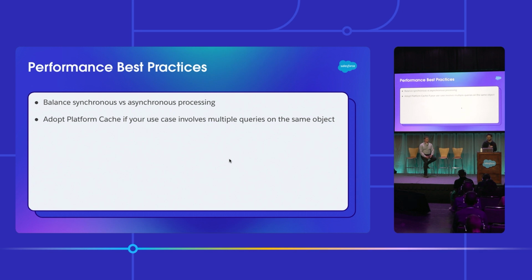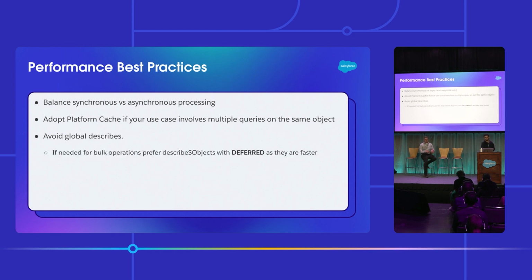If your data is static over your session, you can use platform cache to hold it. And avoid global describes. You really don't need them. That's a particularly expensive one. You don't really want to be describing the entire state of the universe and then throwing 99% of it away for the one object you were interested in. Use the much more specific calls to just describe the metadata on the objects you're interested in.